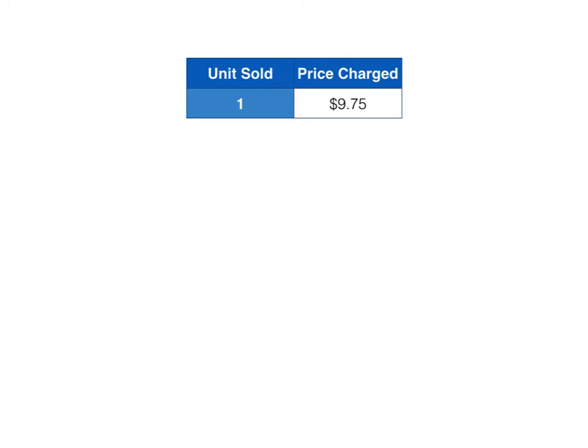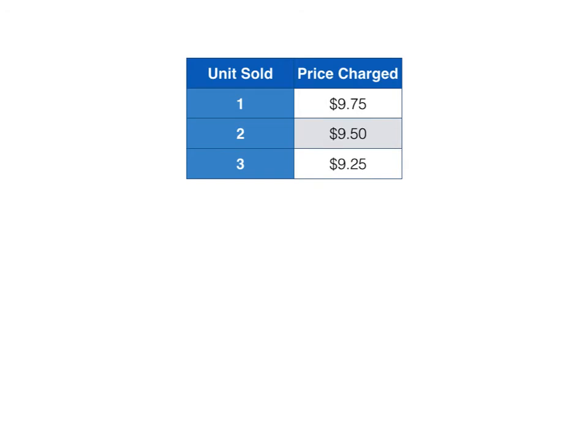So, for example, given the example we just used, the first consumer values the first unit at $9.75, so the price charged is $9.75. The second consumer values a unit at $9.50, so that person is charged $9.50. The third enjoys it at $9.25, so they're priced at $9.25, and they pay $9.25. So again, the first person who buys whatever item this is values it at $9.75, and the firm is able to charge them $9.75.